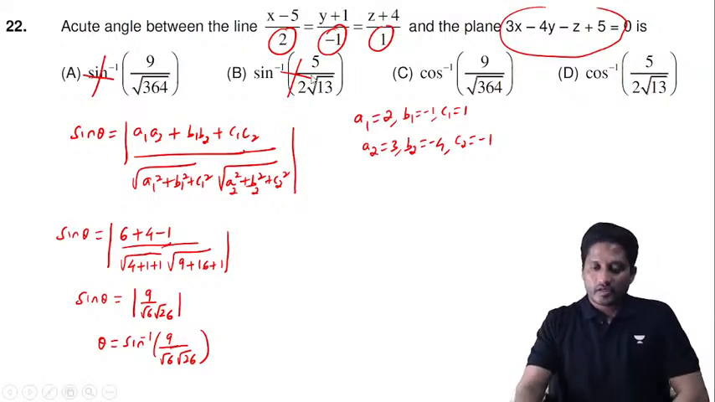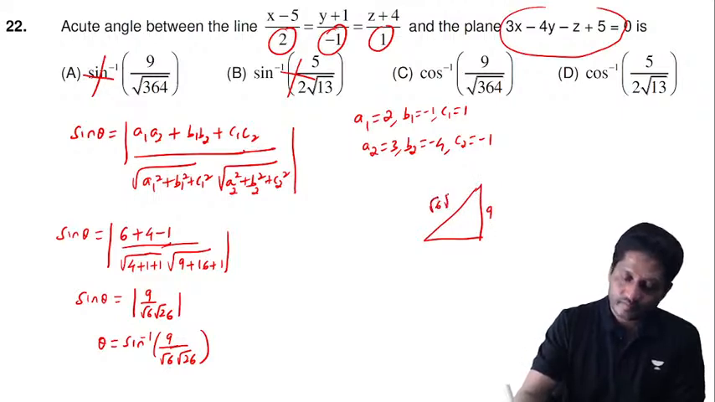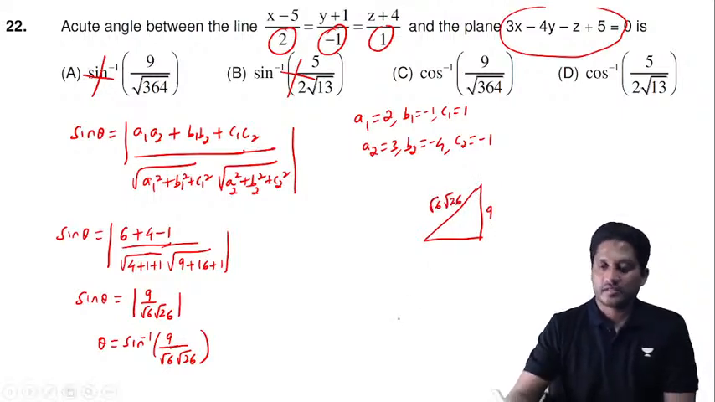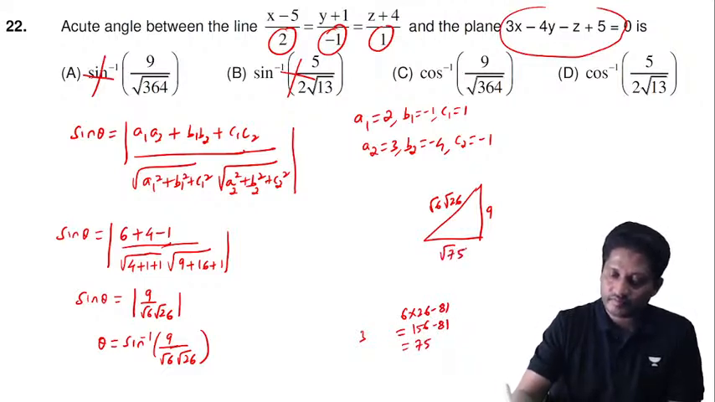Now if I convert this to cos, take a triangle. Sine is opposite by hypotenuse. If you calculate the base, this is 6 into 26 minus 81. 6 into 26 is 156, minus 81, which is equal to 75. This is root of 75.